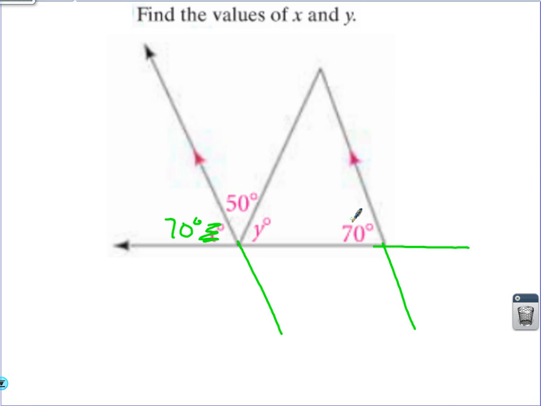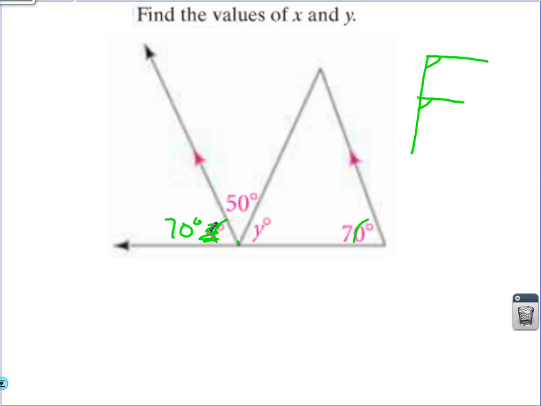Or another way you can do it. One more time, guys. Anytime you see an F shape, those two angles are corresponding angles. That's an F that's laying on its back, flipped over, okay? These angles correspond with each other. So if that's 70, that's 70. Okay, now we got to find y.